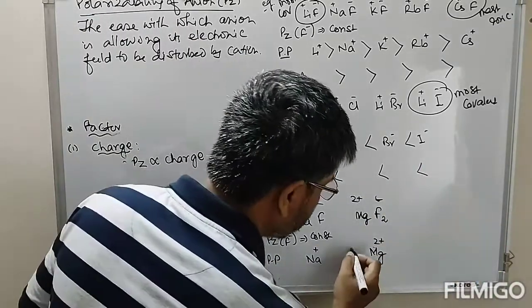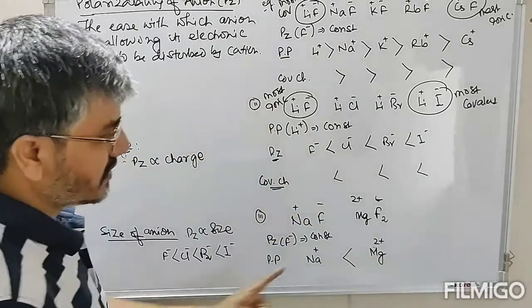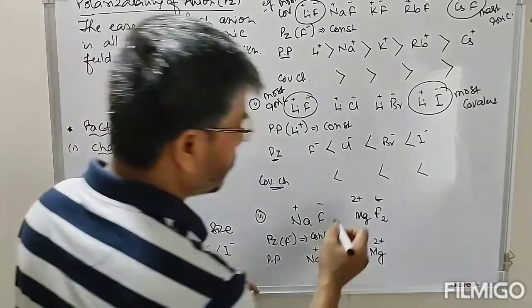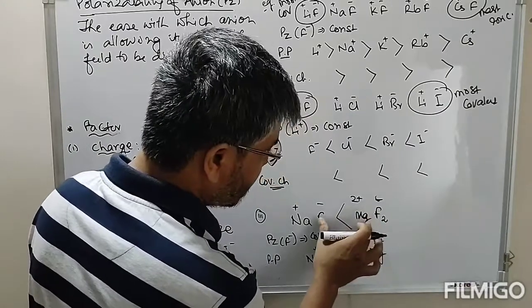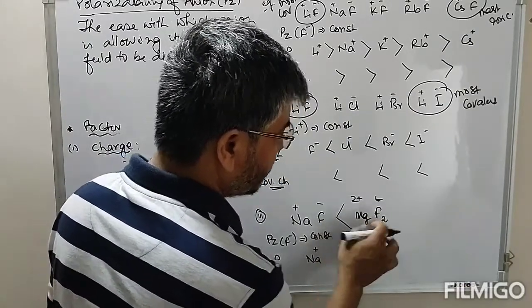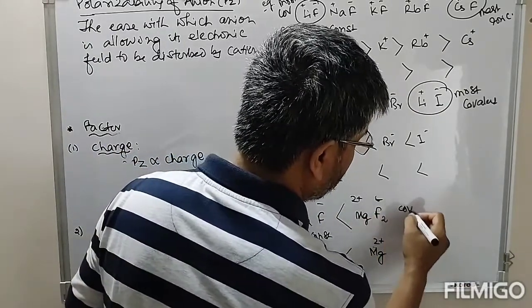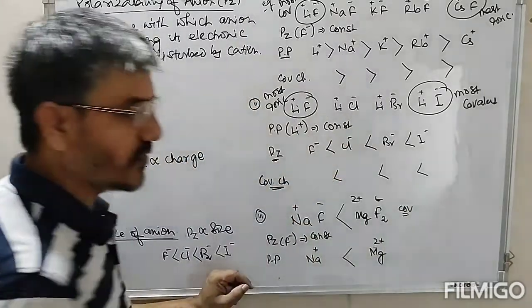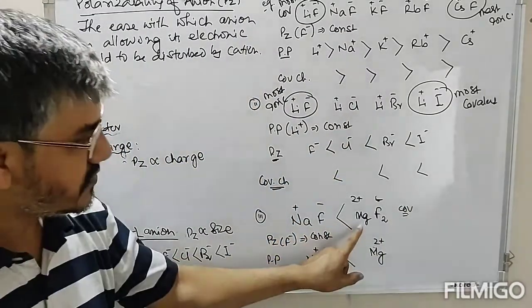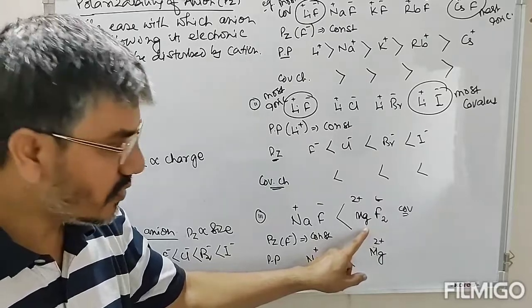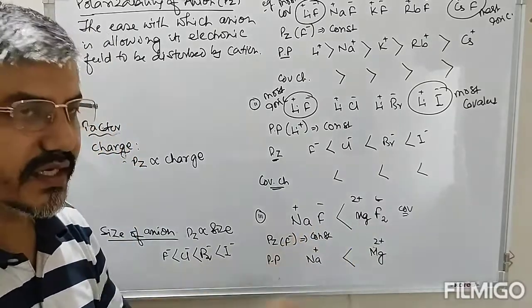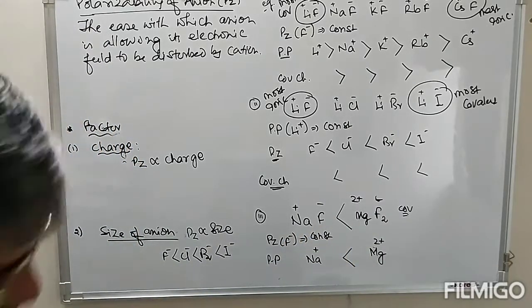So therefore the polarizing power of magnesium is greater than that of sodium. So therefore magnesium fluoride will be more covalent than sodium fluoride. So compounds formed by magnesium will be more covalent than compounds formed by sodium.